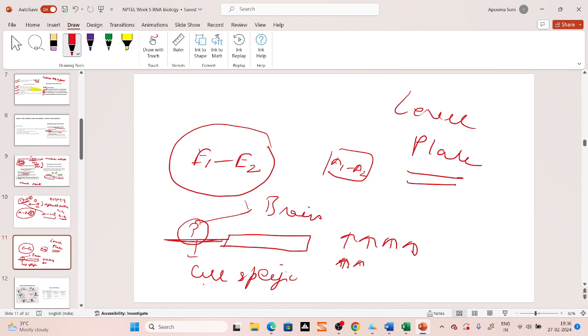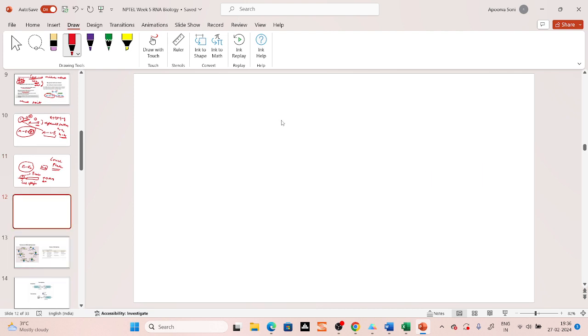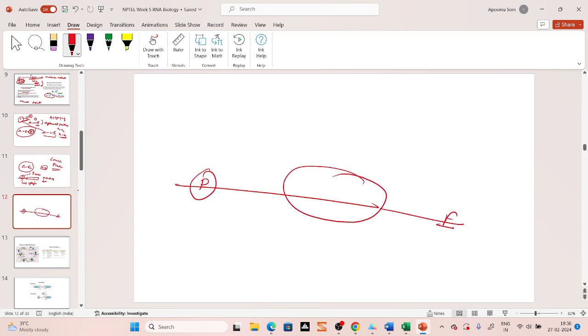Although these promoter and enhancers are present wide apart from each other, this is your promoter, and somewhere here an enhancer is present, and in between you have a gene. So this promoter and this enhancer interact with each other, and it regulates the expression of the gene. This promoter and this enhancer are present in the intronic regions. So this is another reason why introns are important.